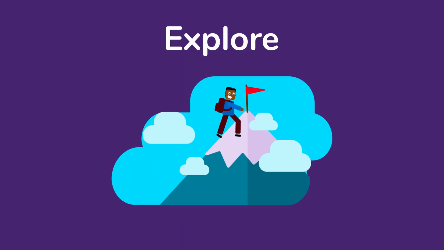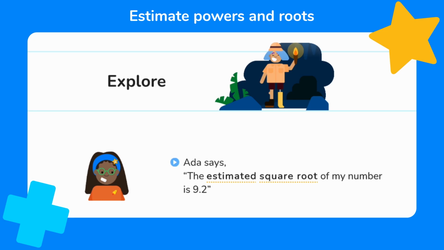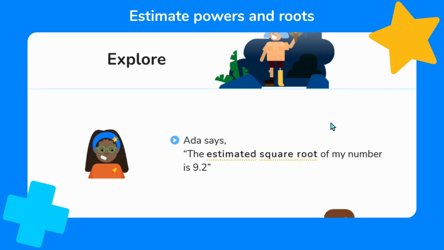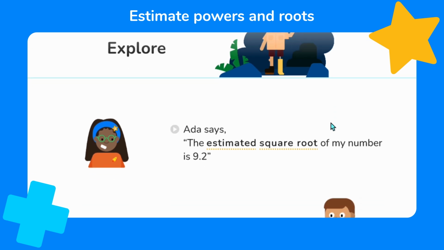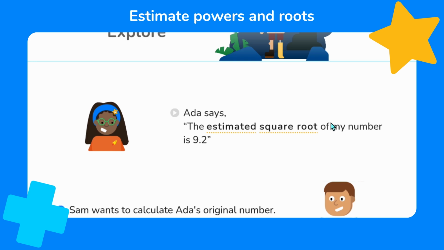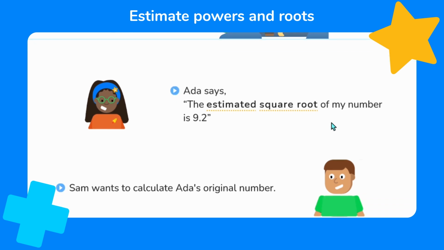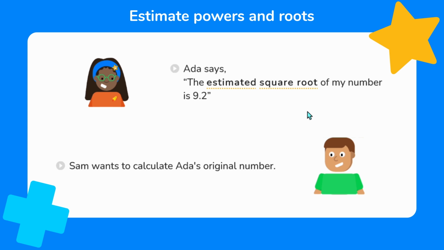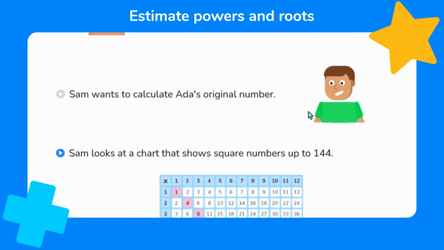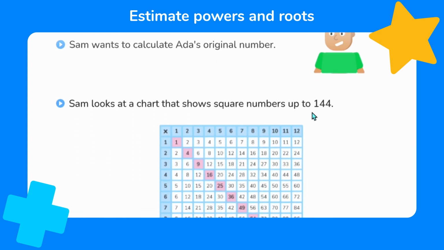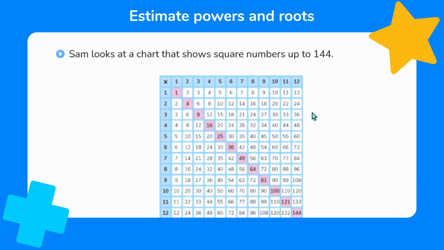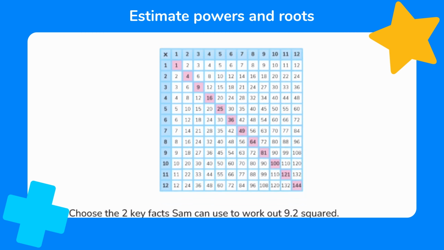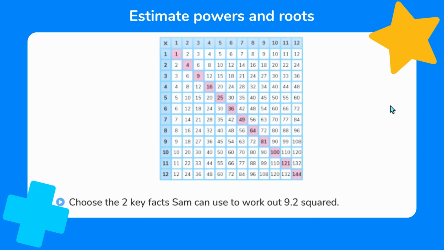Now let's explore the concept of estimating square roots using the skills that we've just practiced. Ada says the estimated square root of my number is 9.2. Sam wants to calculate Ada's original number. Sam looks at a chart that shows square numbers up to 144. Choose 2 key facts that Sam can use to work out 9.2 squared. Here we want to find the 2 facts that 9.2 sit between.